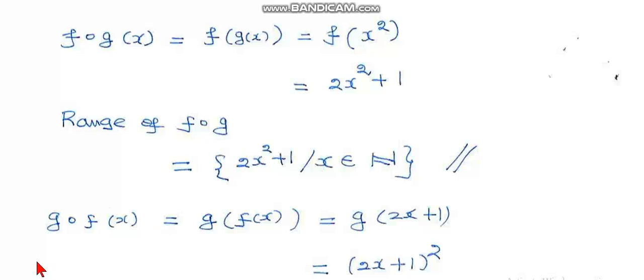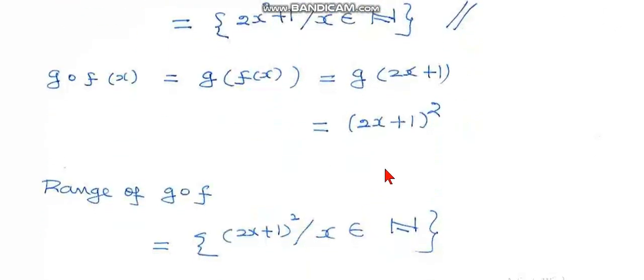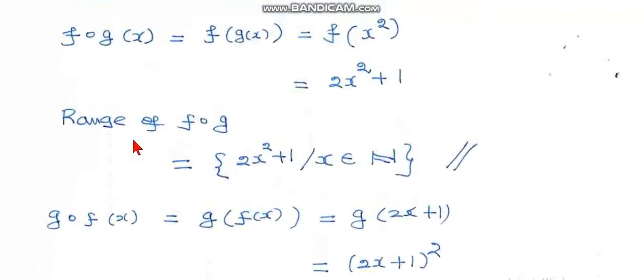Similarly, we can find for g dot f. G dot f of x is g of f of x. That is g of 2x plus 1. F of x is 2x plus 1. Rule for g, simply square. So 2x plus 1 whole square. Range of g dot f is set of all 2x plus 1 whole square, where x is a natural number. So we have got range of g dot f, range of f dot g.